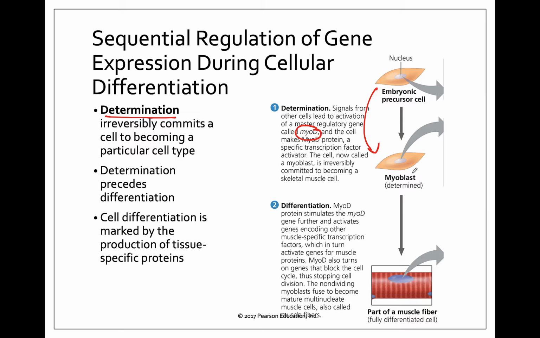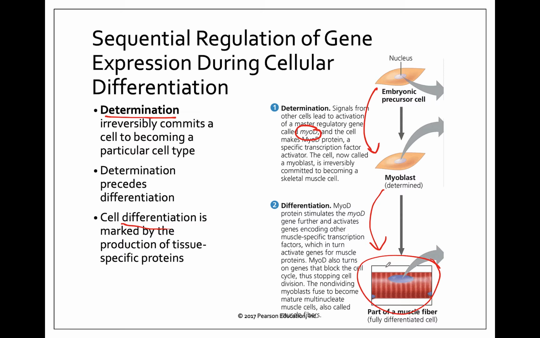Determination is irreversible. So once you are determined to become a particular type of cell, you have to then proceed with differentiation. So the second step is differentiation. So now that it's determined to be a muscle cell, it's going to go through the process of activating the genes that are going to activate gene expression towards becoming an actual muscle cell. And so you can see here, this is a muscle fiber. So determination is kind of like making the decision, and then cell differentiation is following through and actually becoming that type of cell.